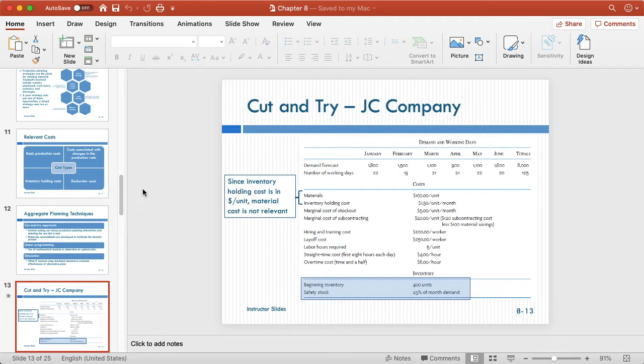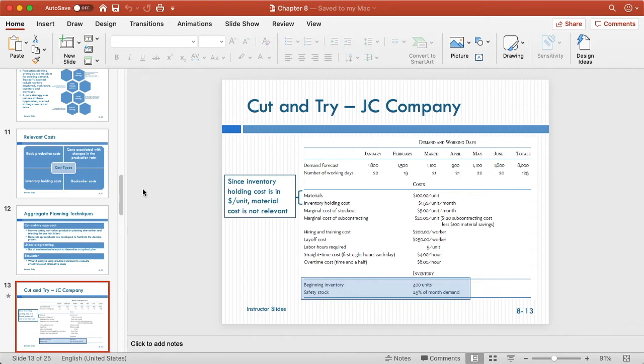You see at the top, based on a very accurate forecast, we already talked about the forecasting tools, so let's suppose we forecast the market demand for every month: January, February, March, April, May, and June. The demand forecast is different for every month, and the total would be 8,000. The number of working days for every month is also different, which is very intuitive.